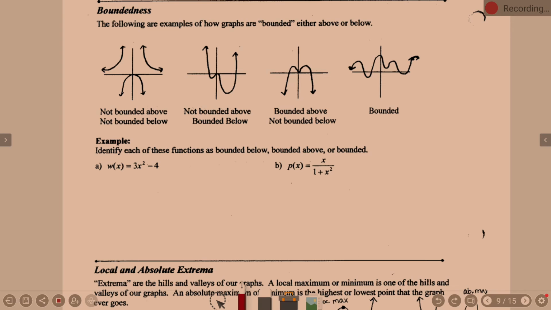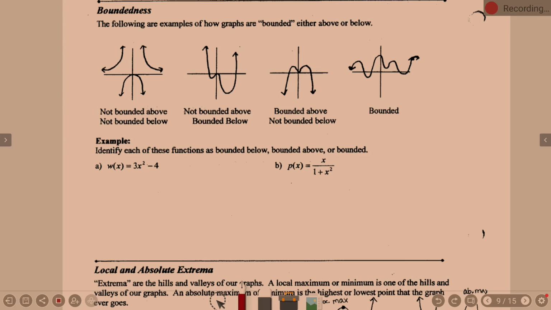Boundedness. In my brain, it's very obvious, but I struggle to figure out the best way to explain this. But okay, so the following examples are how graphs are bounded. A graph can be bounded above, which means there's a top boundary that it does not go above. If it's bounded below, there's a bottom boundary. It doesn't go below. And I'm not saying it's a physical boundary. There's just a spot it doesn't go below. If it's bounded, that means there's an above boundary and a below boundary, and it stays between those two.